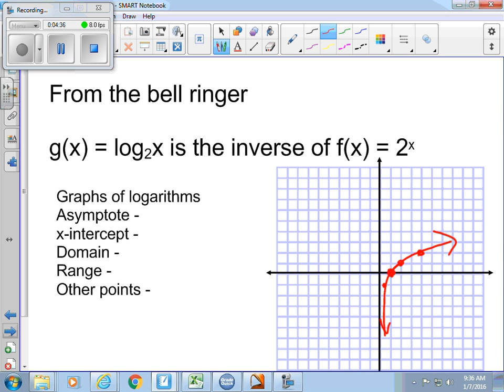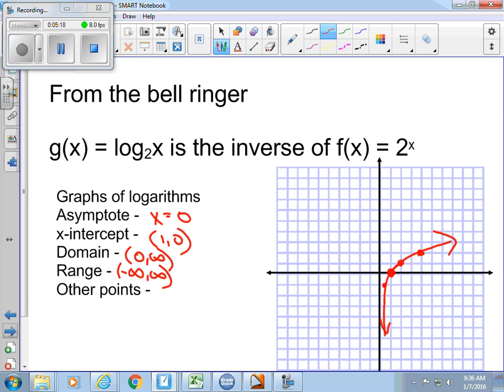Couple of pieces of information about a logarithm. It has a vertical asymptote. Remember, an exponential had a horizontal asymptote? Well, if I switch x and y, it now has a vertical asymptote at x equals 0. It does not touch that line at x equals 0. It has an x-intercept of 1, 0. Well, if 0, 1 is on every exponential, wouldn't 1, 0 be on every logarithm? Makes sense, right? The domain of an unshifted logarithm is 0 to infinity. The range is negative infinity to infinity.